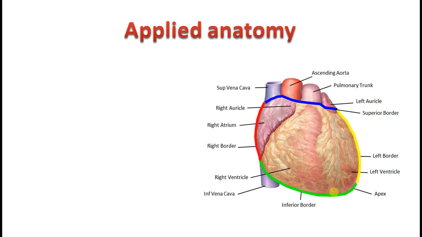So three borders: right border, inferior border and left border. Three surfaces: sternocostal surface, diaphragmatic surface, left surface. Then you have the apex and the base.